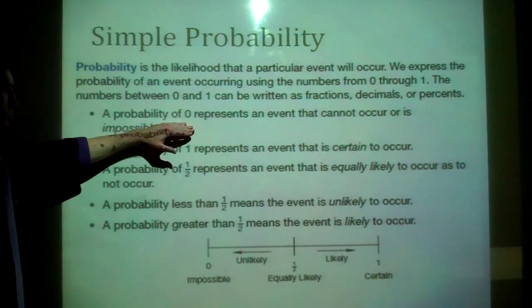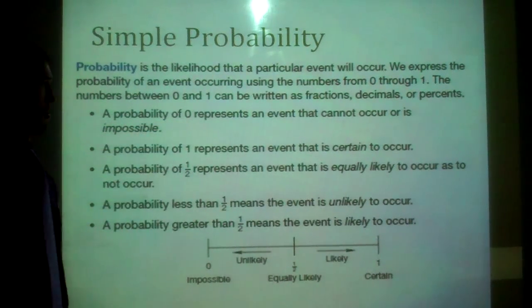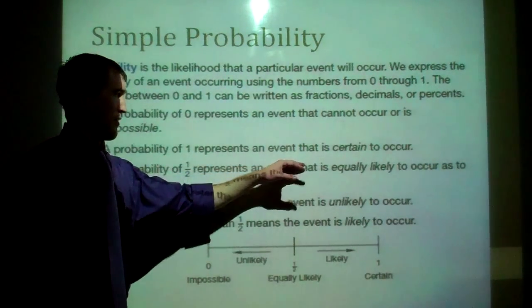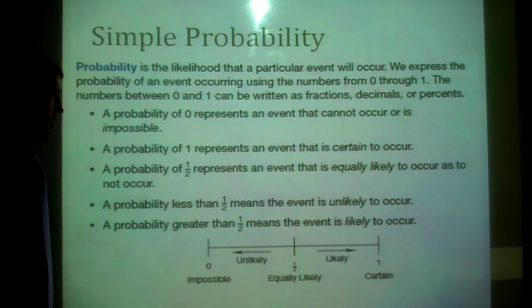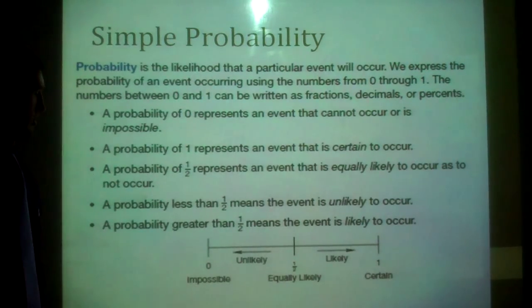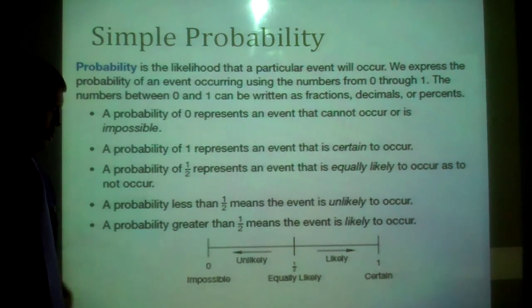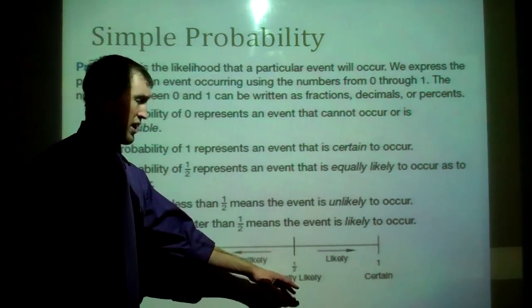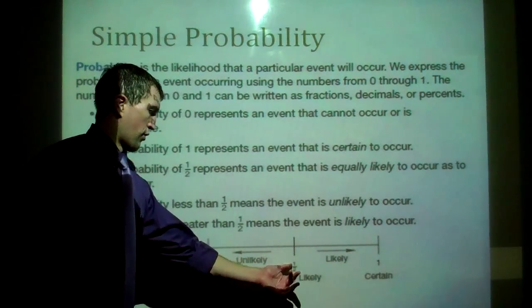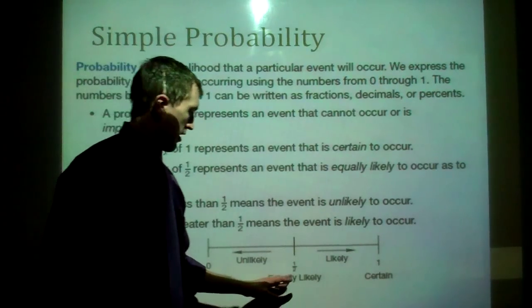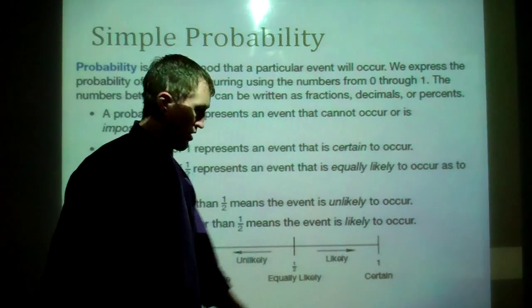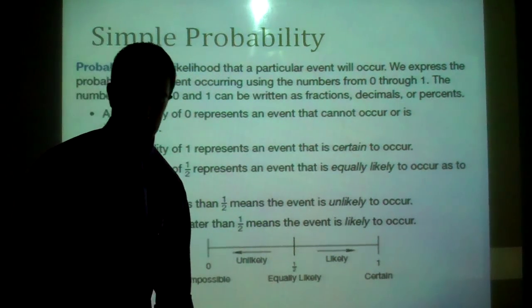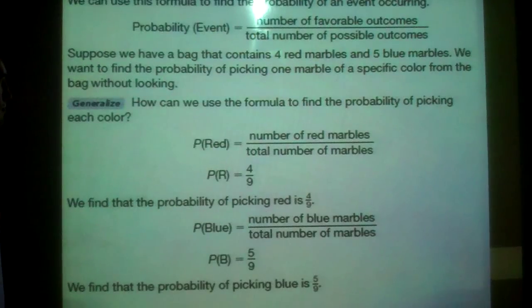Alright, probability of 0, that represents an event that cannot occur or is impossible. A probability of 1 represents an event that is certain to occur. Probability of 1/2, equally likely to occur as to not occur. So basically we have a little chart here. They say equally likely at 1/2, and anything below that's unlikely, anything above it is more likely, and the closer you get to 1 is the more certain you are. Closer to 0, the less certain you would be.